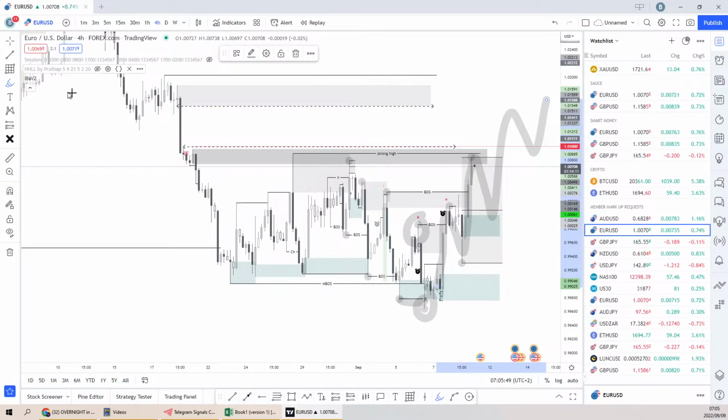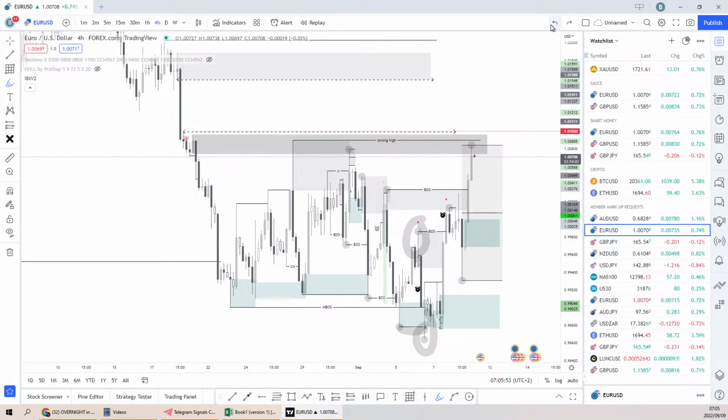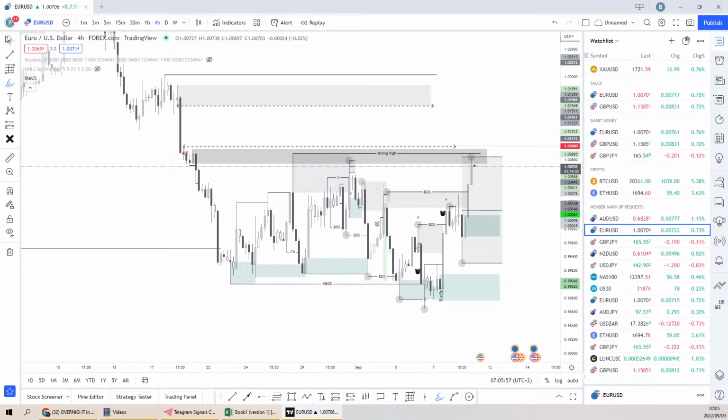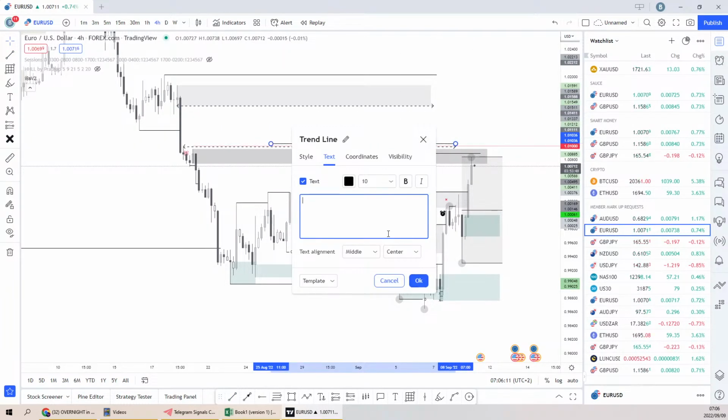We might get a reaction from this supply way up here. It's quite a neat supply. It's got a lot of confluences. First one being a break of structure. Second being there's so much inducement sitting in this order block.